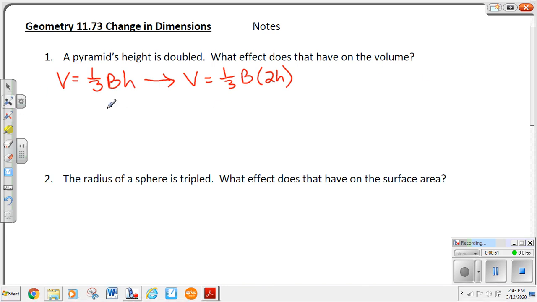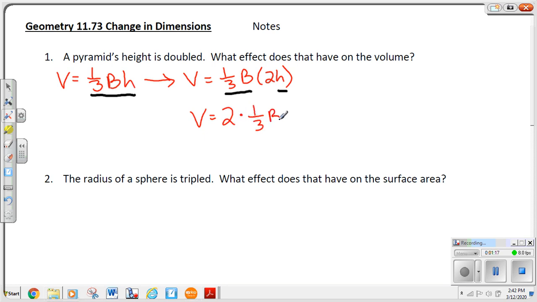Now, we want to take the original formula and find it in what we have. Whatever is left should be moved out to the front. The 2 is extra, so it moves to the front. Since it's all multiplication, you can multiply in any order. So put the 2 in front, then 1/3 area of the base times height. Since 1/3 base times height became 2 times 1/3 base times height, then overall the volume is 2 times bigger.